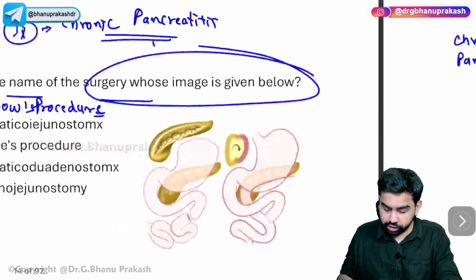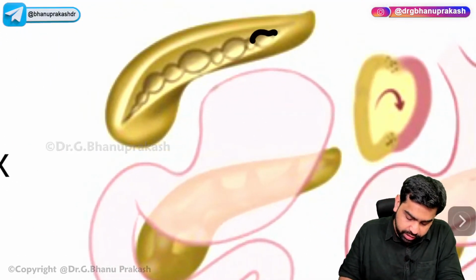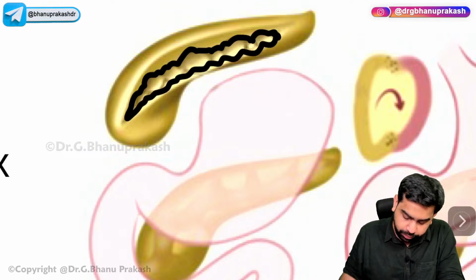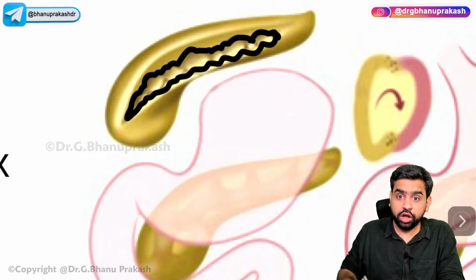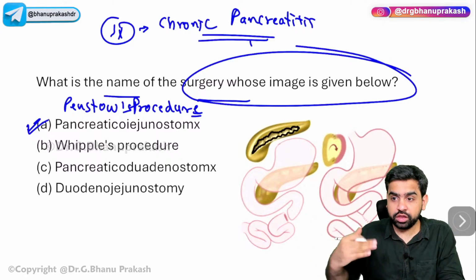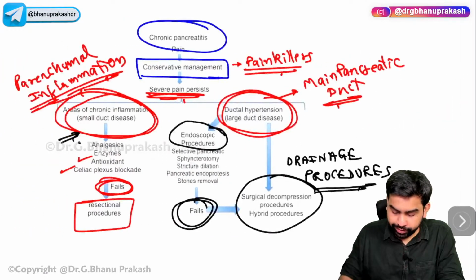So as you can see in this particular image, what is the problem? I hope you are able to appreciate that there are multiple dilatations in the main pancreatic duct. That is why, what is the procedure which has been performed over here? This is Puestow's procedure, that is a longitudinal pancreaticojejunostomy, which is a type of drainage procedure. Okay, so let me walk you through it and then I'll show you the images and everything.